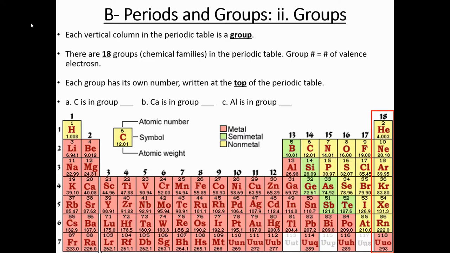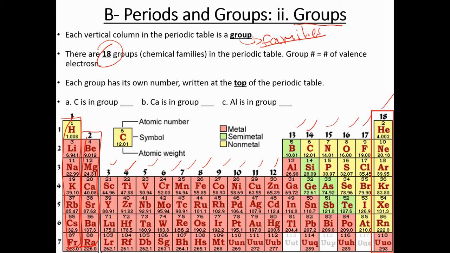The other aspect we need to look at is something called the groups. Groups are also sometimes called families, but we'll get to calling them families later on in more detail when we describe characteristics of elements. The periodic table has 18 groups, and it's basically your vertical columns. So this is one group, this is a second group, then we have 3, 4, 5, 6, 7, 8, 9, 10, 11, 12, 13, 14, 15, 16, 17, 18. So there are 18 groups.